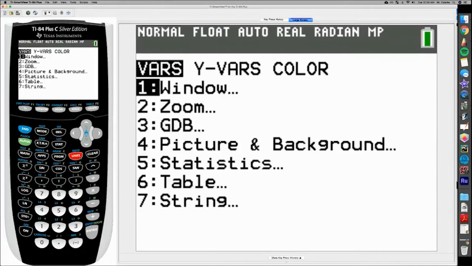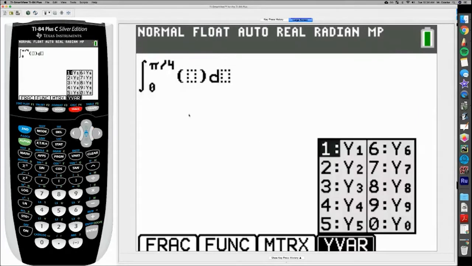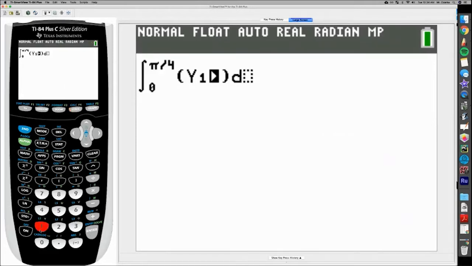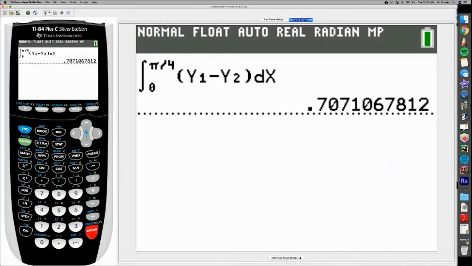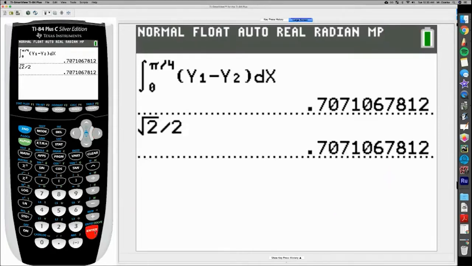So I'm just going to do, you can hit alpha trace and then just do the y1 right away. Minus the y2. Again, you can rewrite it if you want. I'm just going to do the easier route and put it in there. And then it's with respect to x. So you put an x in there, you hit enter, and you're going to get some weird number. Actually, you can probably remember what that number is, maybe, but it's just root 2 over 2. Okay, so we know the answer should be root 2 over 2.